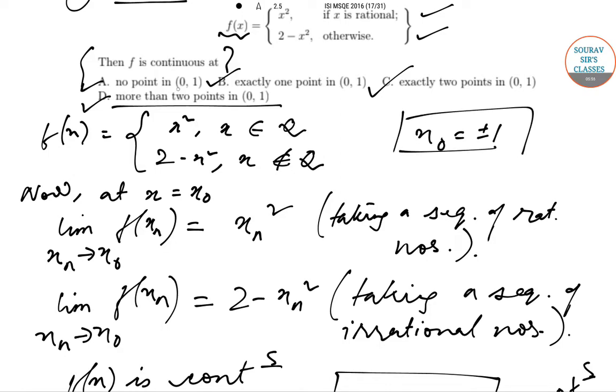Now the first option is no point in 0 to 1. This option seems to be correct. Let us check the other options also. Exactly 1 point in 0 to 1. This is not correct, since 1 and minus 1 do not lie in this interval. And exactly 2 points in 0 to 1. This is also not correct, since 1 and minus 1 do not lie in this interval. And more than 2 points in 0 to 1. It is also not correct, since minus 1 and plus 1 do not lie in this interval. So we can say that only option A is correct. So the correct option is option A.